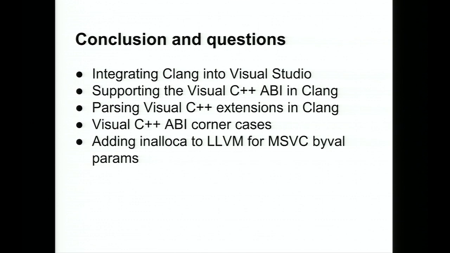Anyway, so that's kind of my talk. Basically, we are working on integrating Clang and LLVM into Visual Studio. We are trying to get the ABI support so that you can link code compiled by Visual C++ with code compiled by Clang. We want to get a certain amount of extensions into Clang so that we can actually compile real code, use ATL and MFC headers. And we're discovering a lot of corner cases. And the big thing is we need to figure out how we're going to do passing things by value. But yeah, any questions about that?